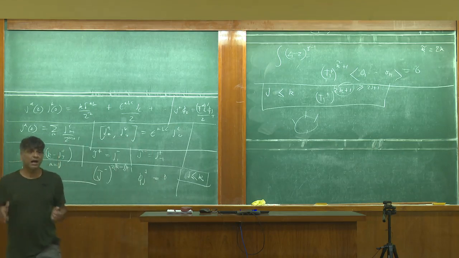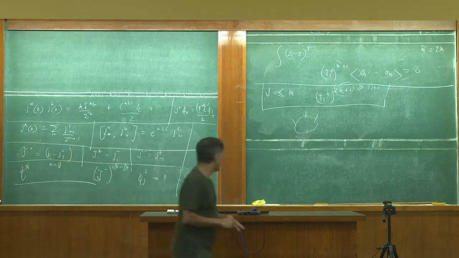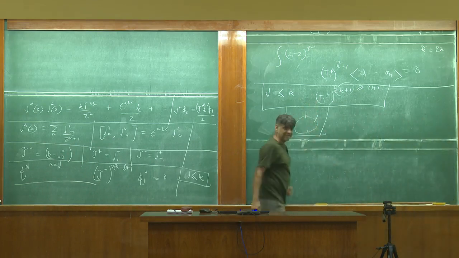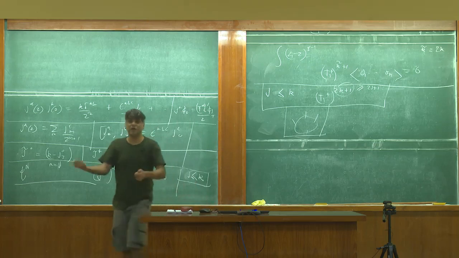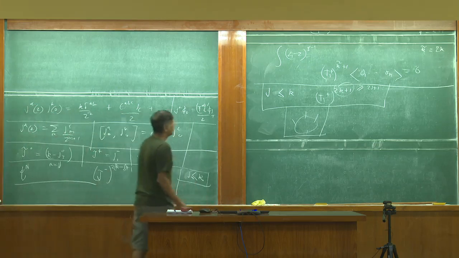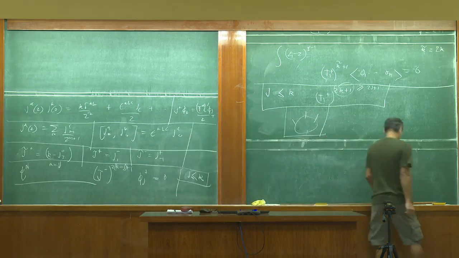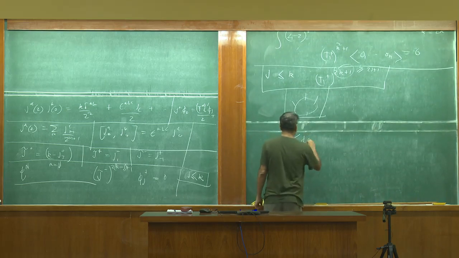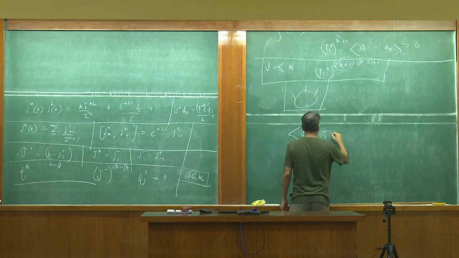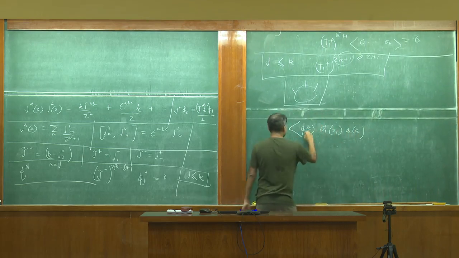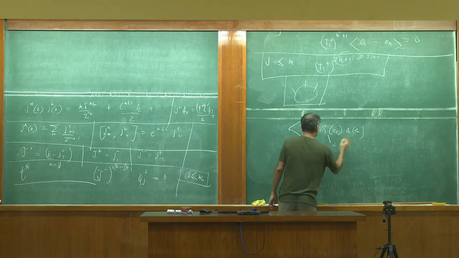Okay, other questions or comments? Excellent. So now let's try to get some information out of this that would be useful even when all insertions are primary. Let's consider the following case. Let's take phi of z, O1 of z1, O2 of z2, and suppose that this one is in spin j, this one is in spin j1, this one is in spin j2.